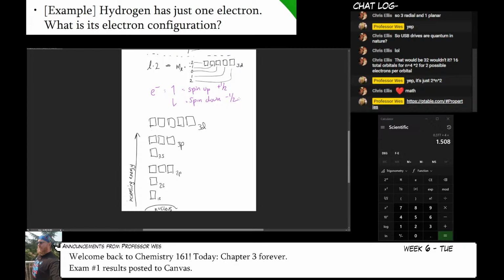Now, electrons will fall. It's like Tetris. They fall to the lowest point that they can, right? So if I drop an electron in here, it's going to fall all the way down to the lowest possible orbital it can go into, which would be right there, right? So I'm going to put my electron right there. Then I would say, okay, I have 1 electron in the 1s orbital. So I'd write 1s with a superscript 1. And that's the electron configuration for hydrogen.